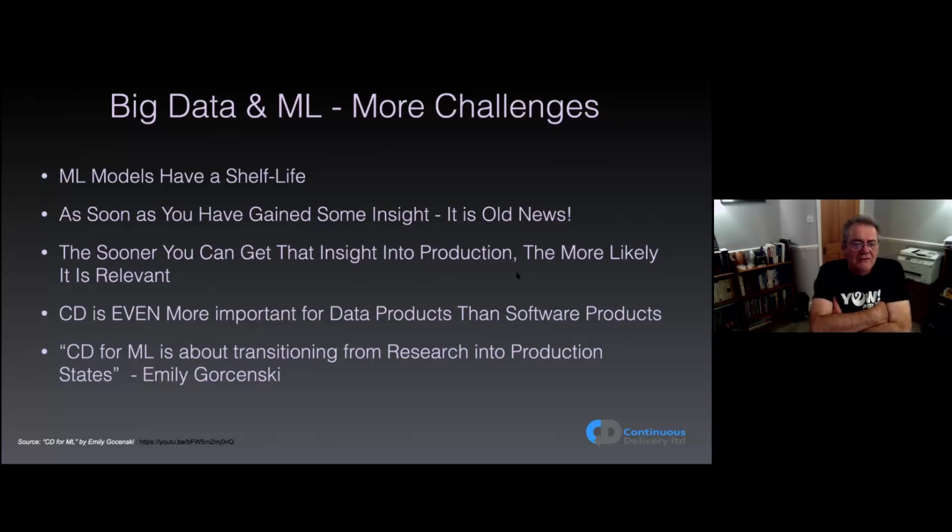This is a quote from Emily Korsinski, who's one of the people that I've been talking to about some of this stuff. She's a data scientist for ThoughtWorks, and continuous delivery for machine learning is about transitioning from research into production states. So it's important to be able to do that reliably, repeatably, efficiently.